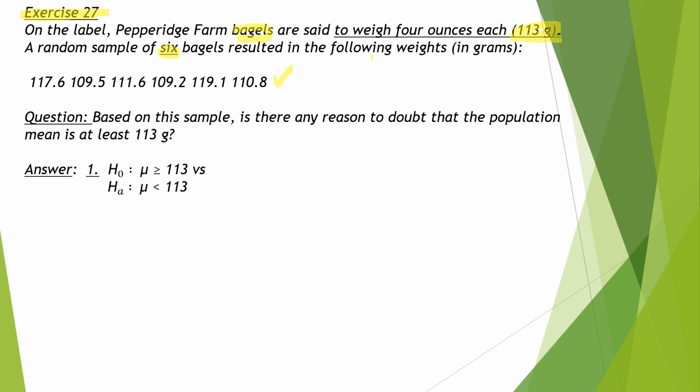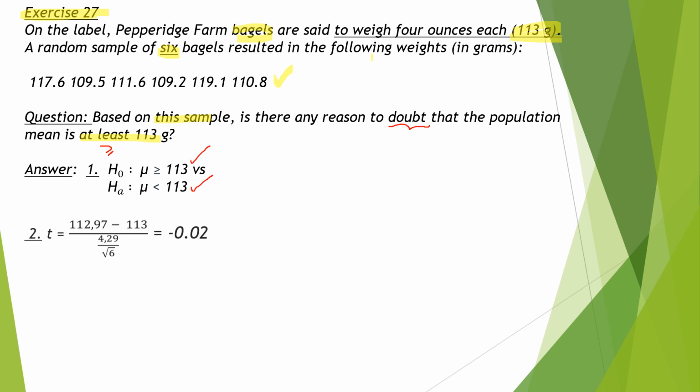Now the question is, based on this sample, is there any reason to doubt that the population mean is at least 113 grams? Now we know what at least means. It means greater than or equal to. And because we have used the word doubt, what it is telling us is that my null hypothesis was mu is greater than or equal to 113. Is there any reason to doubt that? Meaning, is it possible that my mu is less than 113? And that will be my alternative hypothesis.